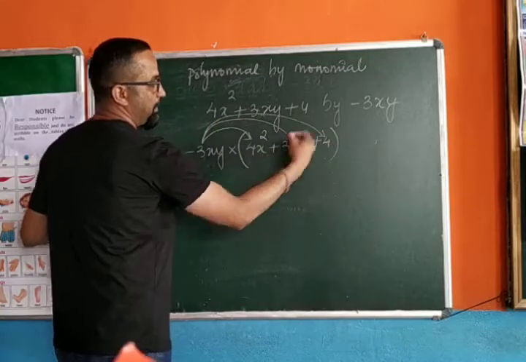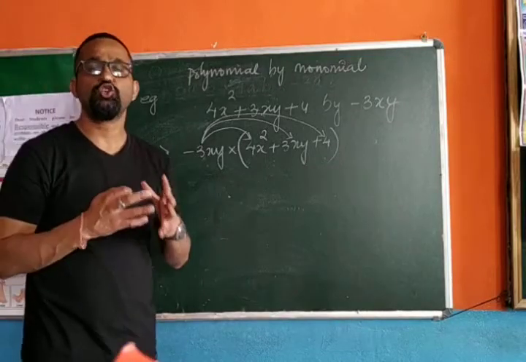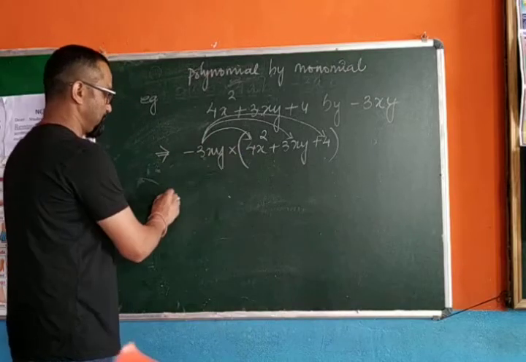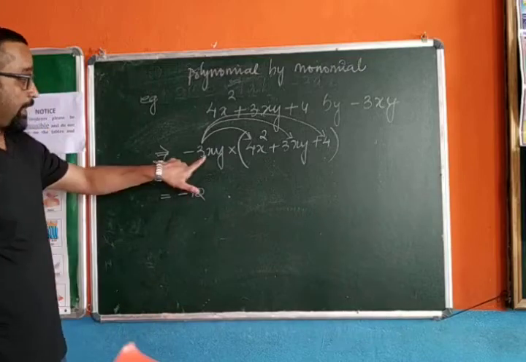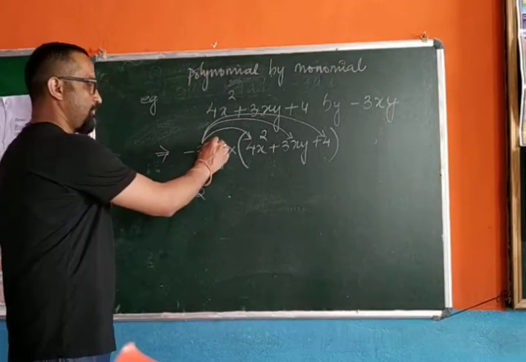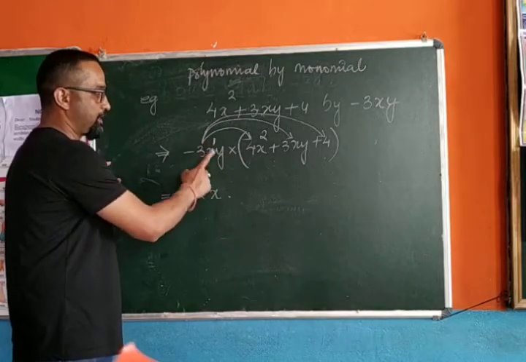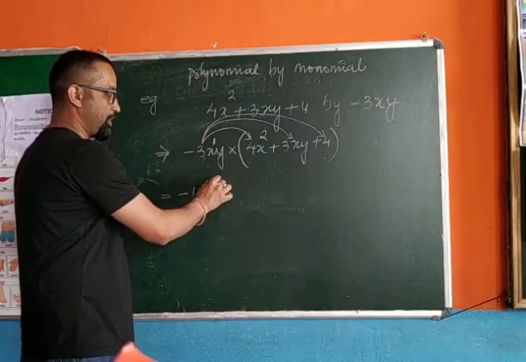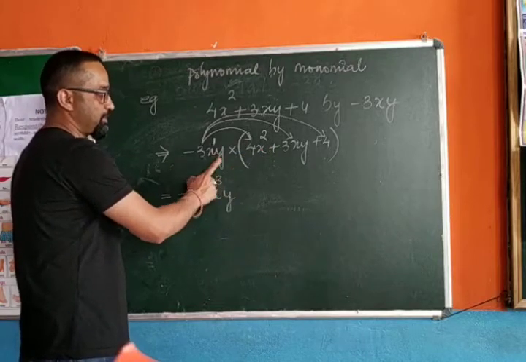Look at the multiplication. First, you multiply the numerals. Minus 3 times 4 is minus 12. Then you have to multiply the variables. It doesn't have power, we write 1. So you write x. Power is 1 plus 2 is 3. There is no y out here, so you copy this as it is.